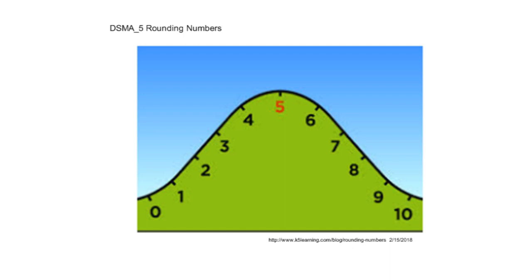Let's take a look at our image here. I'll call this my little molehill, and that number 5 at the very top of the hill is very, very important. If a number is 5 or greater, we are going to round up, which means we are going to add 1 to the place value. It'll tell us to round to the nearest place value, and we're going to add 1 to the place value that we're working on. All right. If the number is less than 5, the place value remains the same.